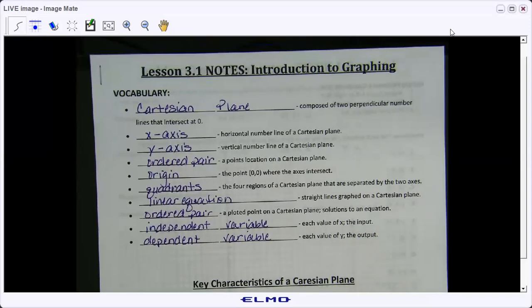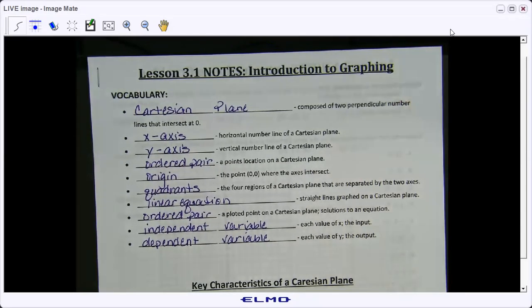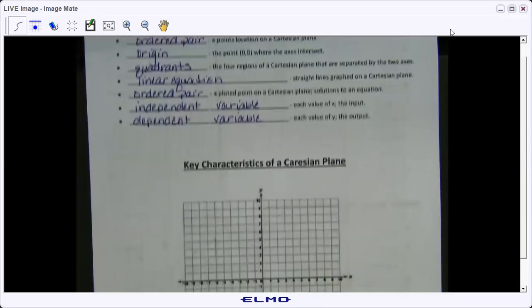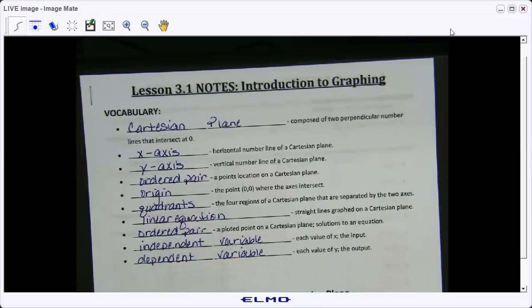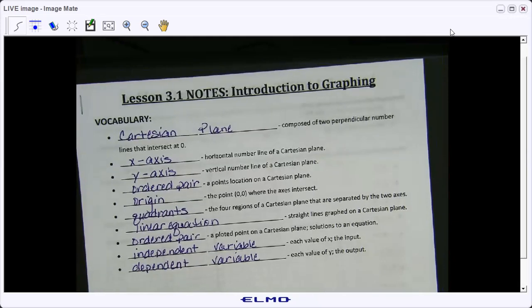So this is the vocabulary that we're going to use for the chapter. We have a few more terms that we'll get to later. A Cartesian plane is just a coordinate grid like we have down here. You'll be using these a lot this chapter for graphing. As we read through the vocab, we're going to mark up our graph at the bottom, which I believe you all know, but we're just going to do it anyway.